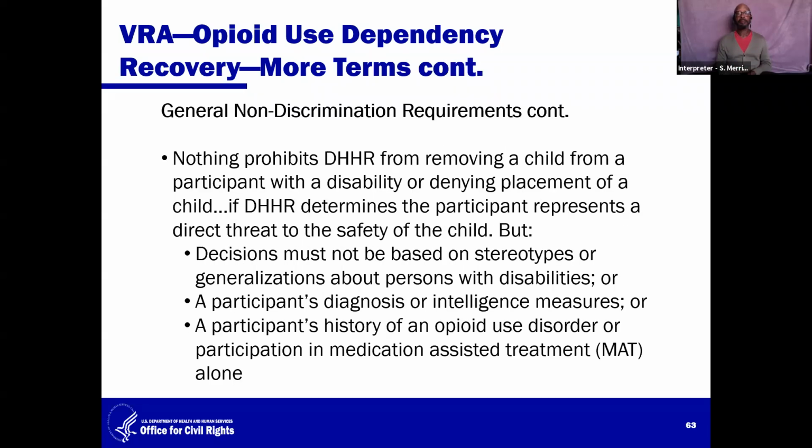So nothing prohibits the agency from removing a child from a parent with a disability or denying placement of a child if the agency determines that the participant represents a direct threat to the safety of the child, but that decision must not be based on stereotypes or generalizations, and must not be based on a participant's diagnosis or intelligence measures, and it must not be based on a participant's history of opioid use disorder or participation in medication-assisted treatment alone. Next slide, please.